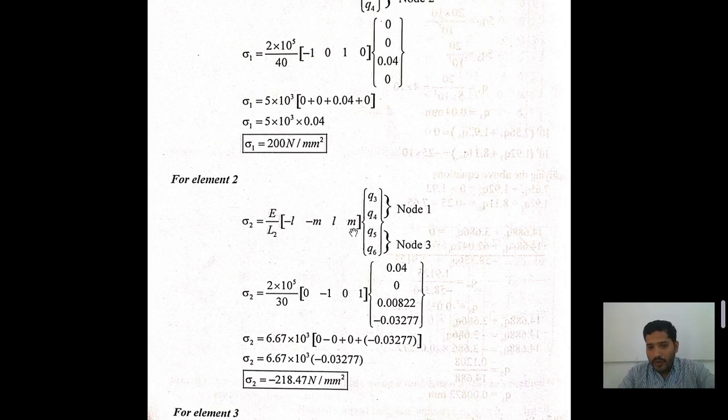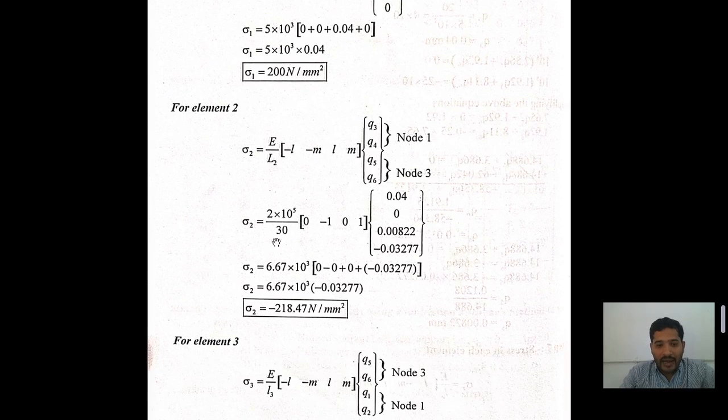0.04 in 0, and Q5 value is 0.00822. We solved the equation, so for that reason we get the values of Q5 and Q6. Q5 value we got, yes, 0.00822, and Q6 is minus 0.322277. After that, if you divide this value, then it becomes 6.67 into 10 power 3.